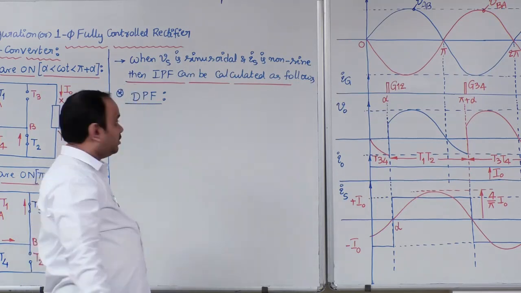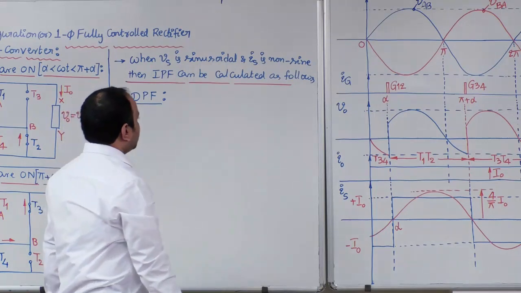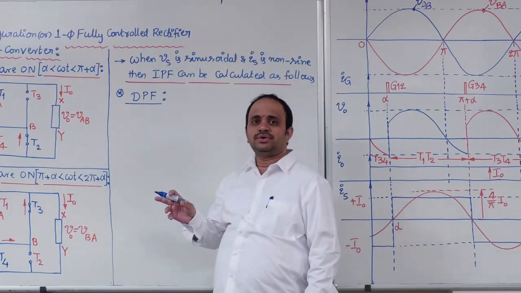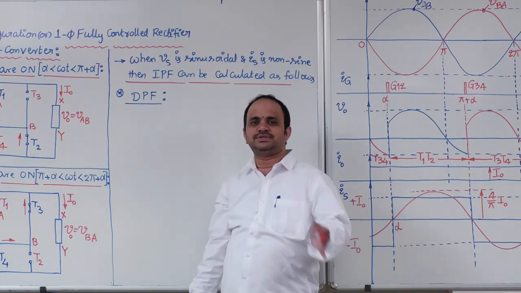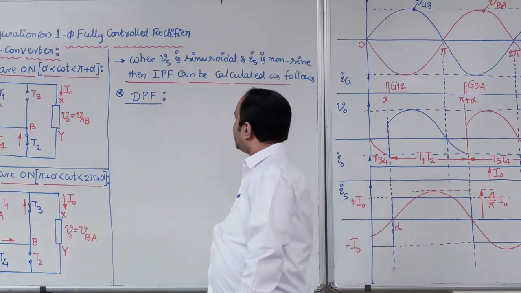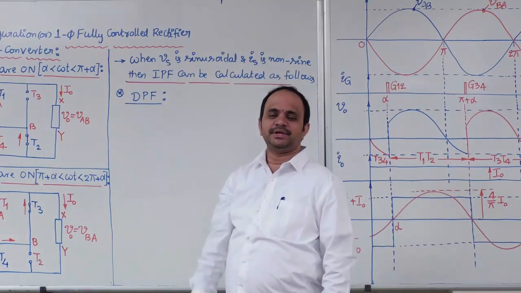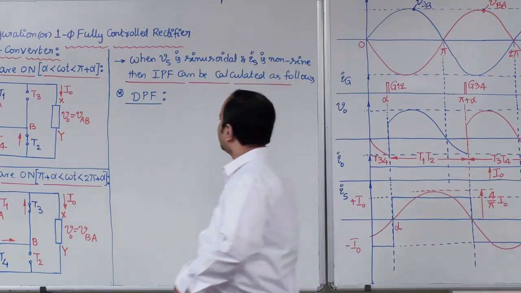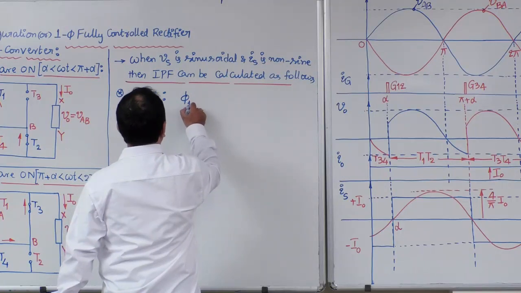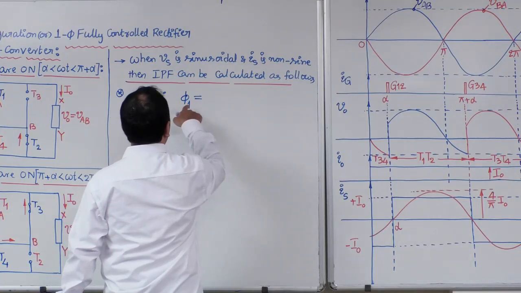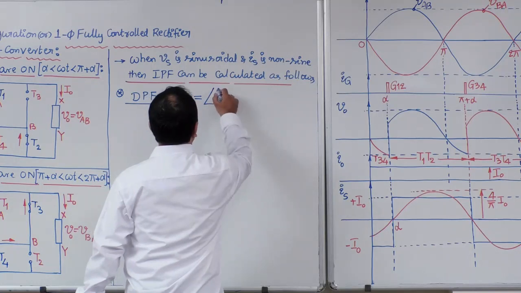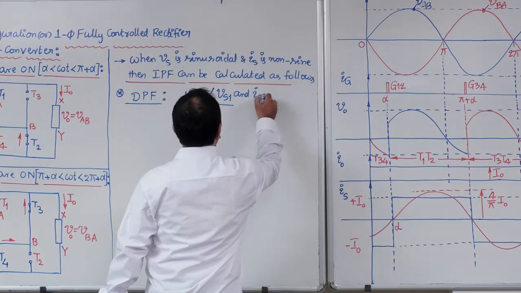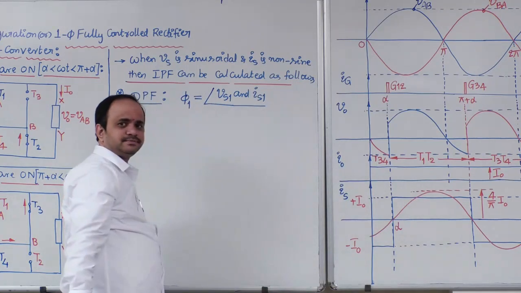Okay, DPF. I will tell you what is the full form of DPF. Here, source voltage is sinusoidal. Source current's fundamental component is also sinusoidal. Therefore, we can define the phase angle between fundamental source voltage and fundamental source current. That phase angle is represented with phi 1. Phi 1 is the angle between fundamental source voltage and fundamental source current.